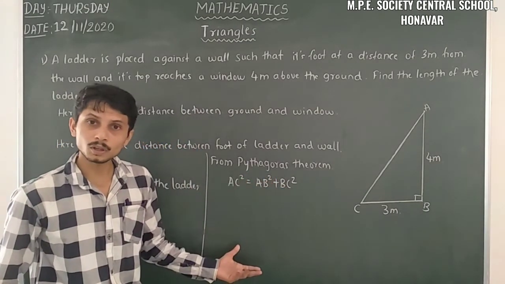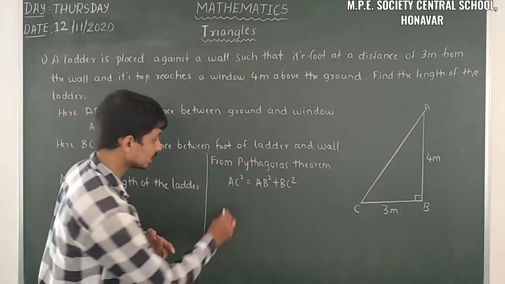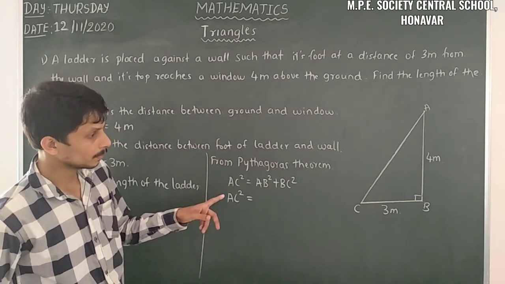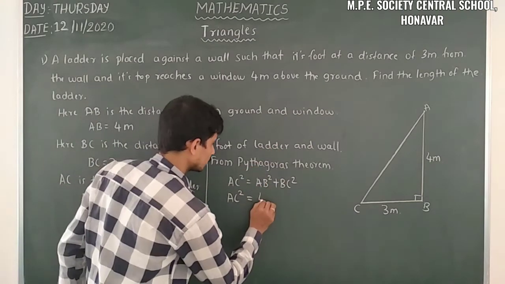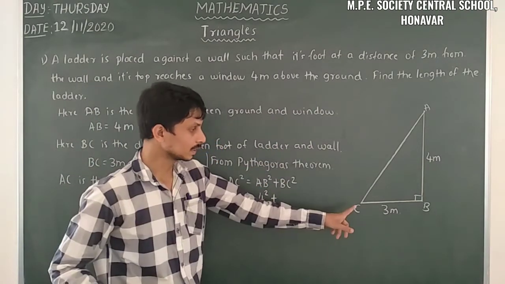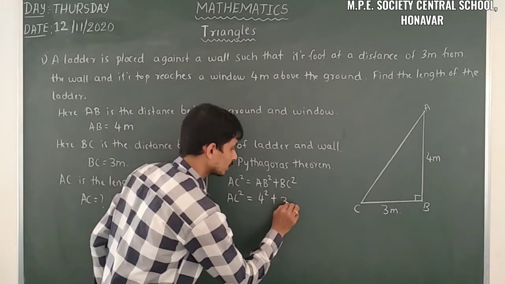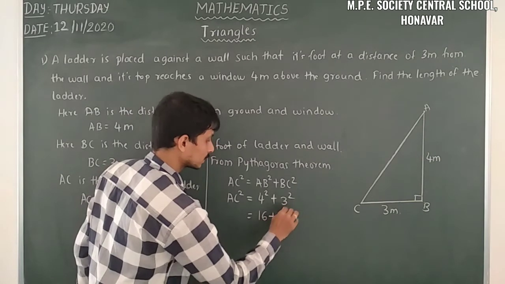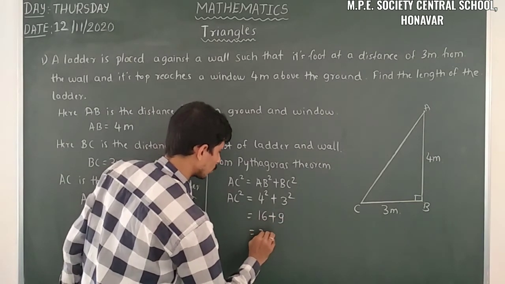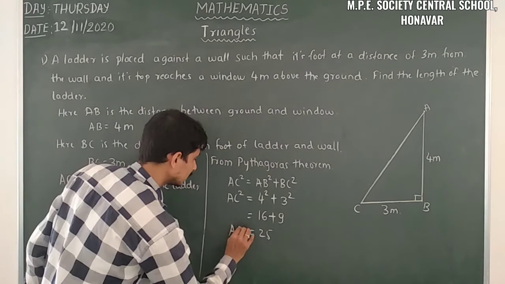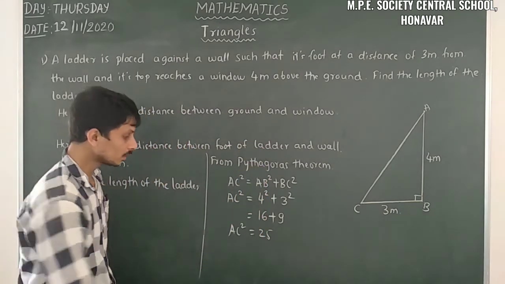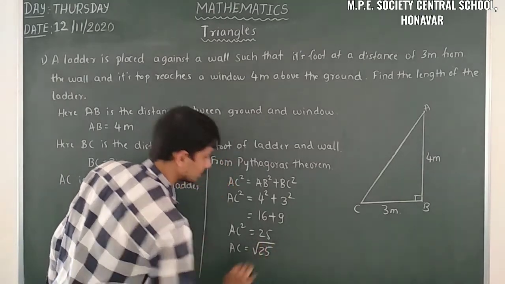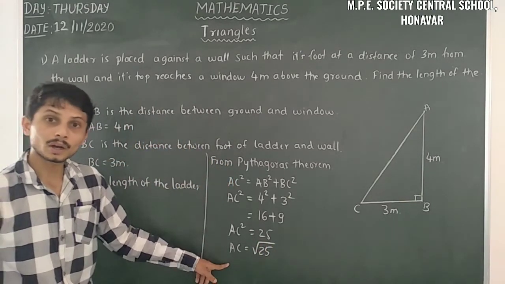So substitute all these given values. AC square is unknown. What is the value of AB here? It is 4, so 4 square plus BC, which is 3 meters, 3 square. 4 square is 16 plus 3 square is 9 is equal to 25. That is, AC square is equal to 25. Then AC is equal to square root of 25.